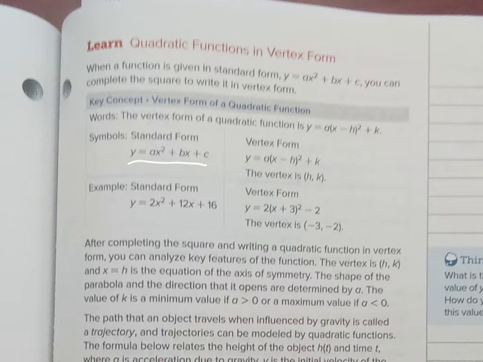This is standard form. That's what we keep talking about. Ax squared plus bx plus c. And this is going to be in function. This is a function, so y is going to remain y as we go. We're going to complete the square so that we can change it into vertex form. This gives us more information.